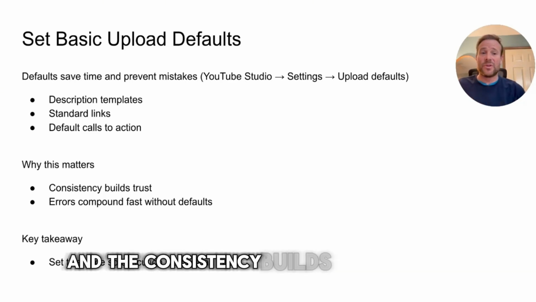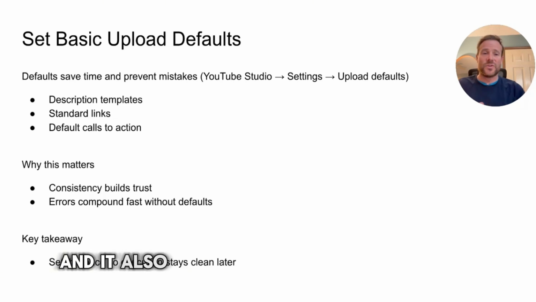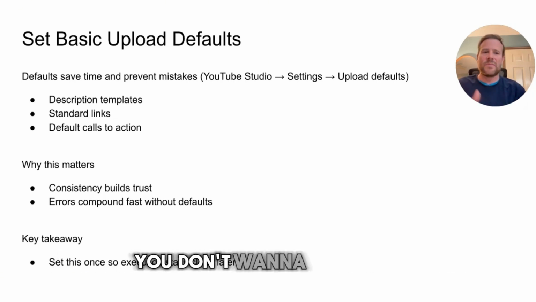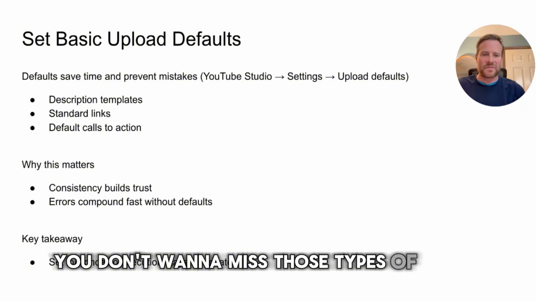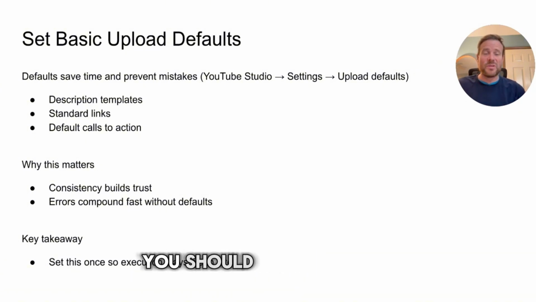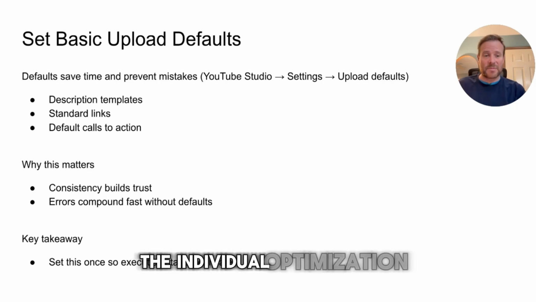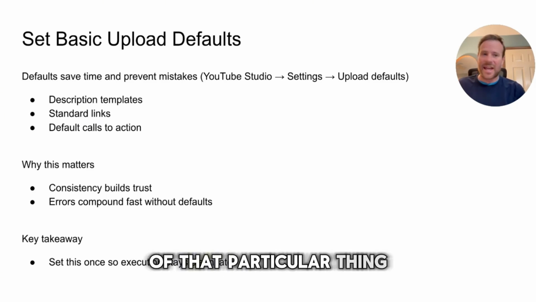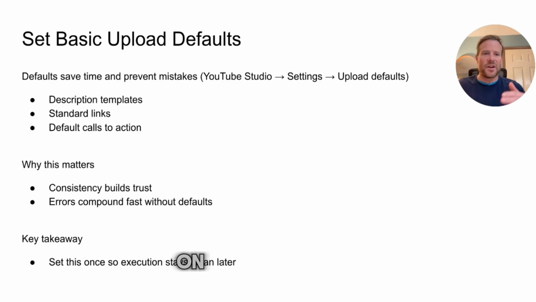And the consistency builds a lot of trust, and the errors compound over time. You don't want to miss links. You don't want to miss those types of things. So the key takeaway here is execution. You should be focused on the individual optimization of that particular thing and not all the consistency on everything else. So that is key. And that's going to save you time, and you're going to crush it.